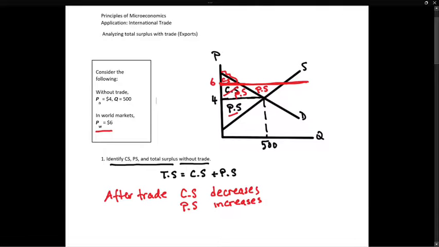What happens to total surplus? Total surplus will increase. Initially, we did not have this area as part of the total surplus, but now, because of international trade, we're adding this area to our total surplus. We call this gains from trade.